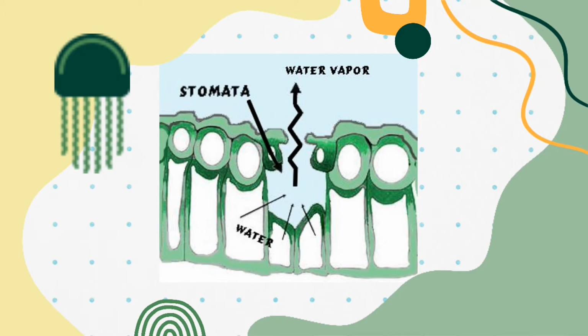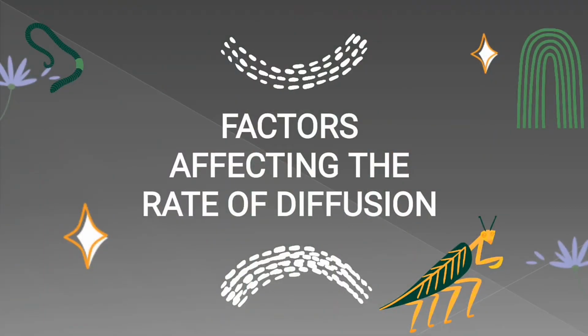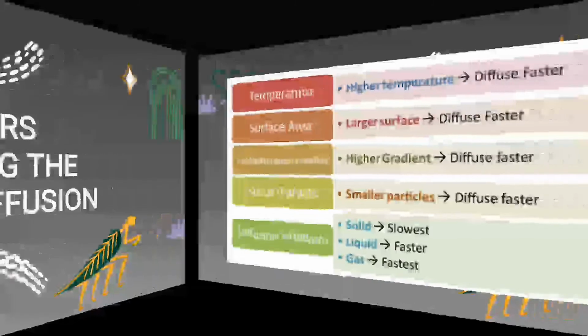So in every leaf, we have numerous stomata. When the stomata opens, it helps to release water vapor. And what brings about the release of this water vapor is diffusion within the leaf surface. Now I want to talk about the factors that affect the rate of diffusion.